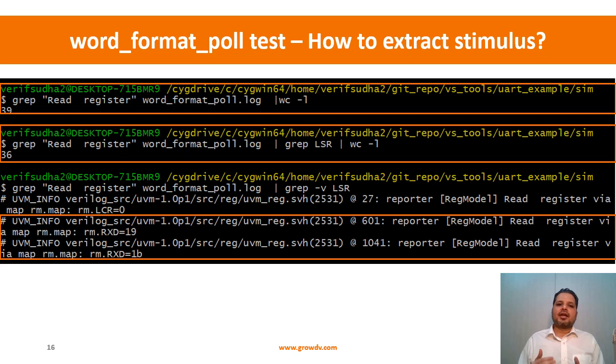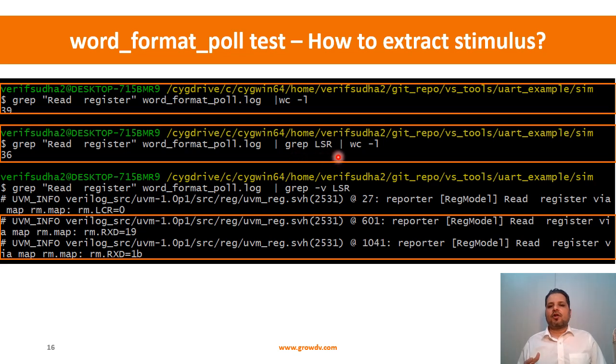Now similarly, you will look at the read part. I grepped for read register on this word format poll.log, and if I check, there are about 39 reads. That gives you some sense, since you were expecting that we are doing the poll test. So we know that we are going to be reading this LSR register periodically. I already have that sort of an idea about the DUT. That is very important. The software view of the DUT should be clear, otherwise debugging will become very hard.